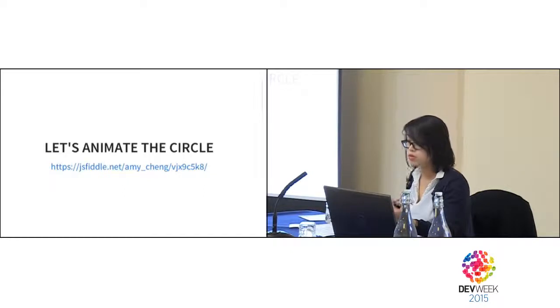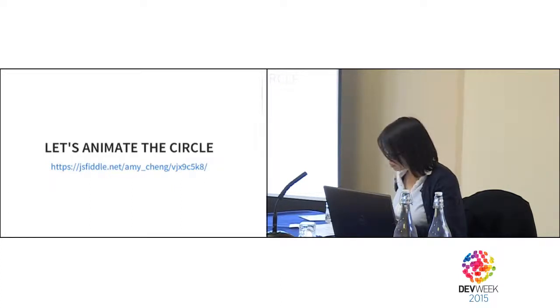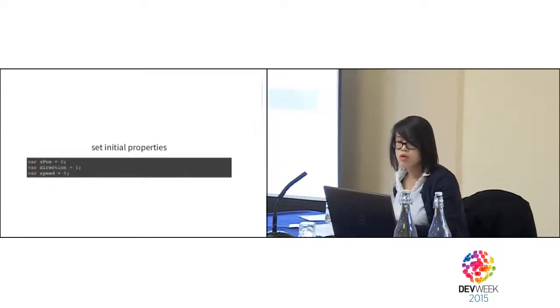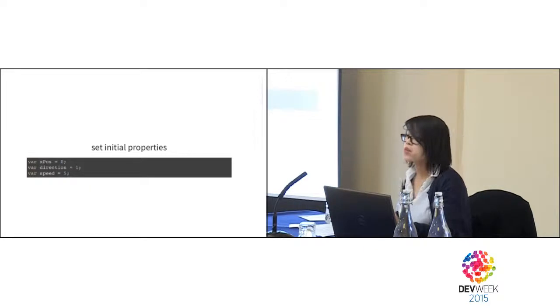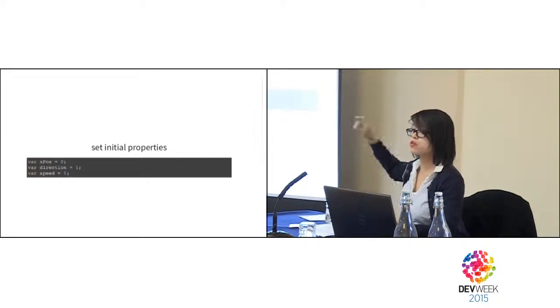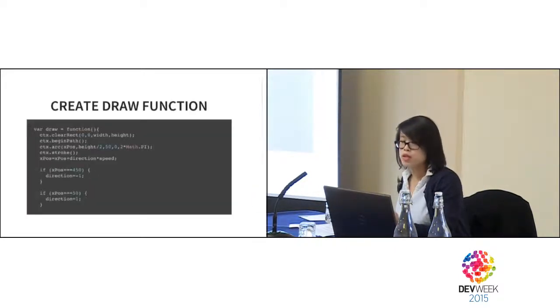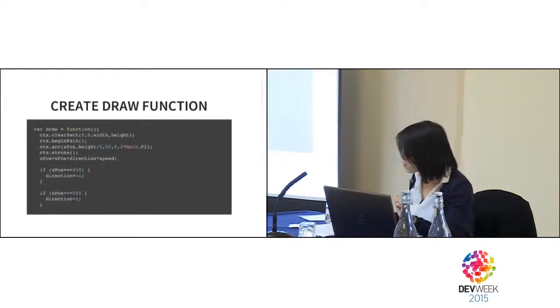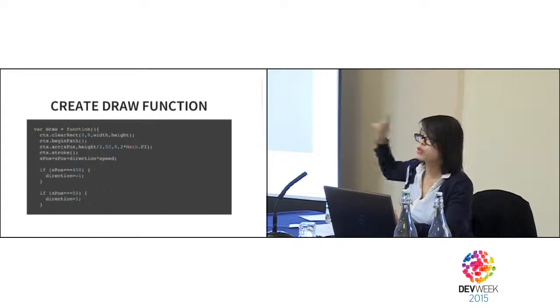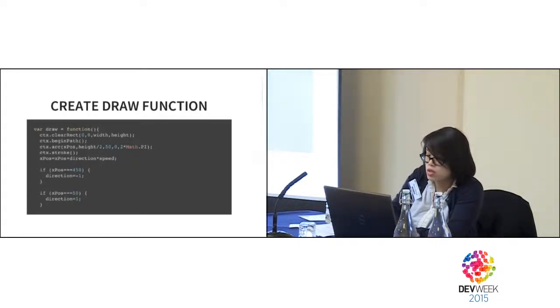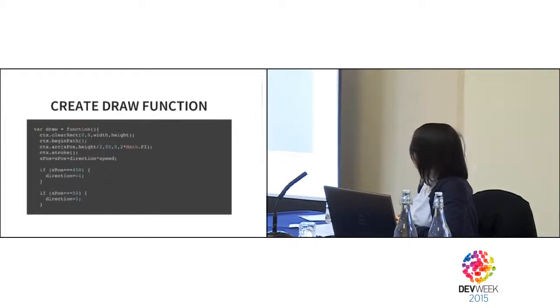So let's animate the circle. We want to set the initial properties, so this is where we want our circle to begin. The direction and speed will affect how many pixels the circle's center will move along the screen. Then we want to create this draw function. This draw function is going to run every few milliseconds, and it's going to continue running on loop. We're going to use something called requestAnimationFrame, which is another HTML5 API.